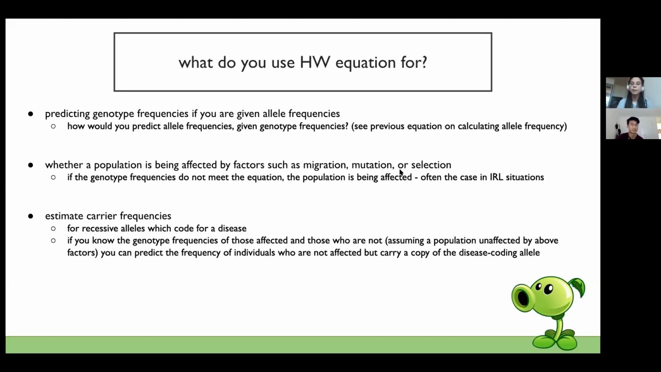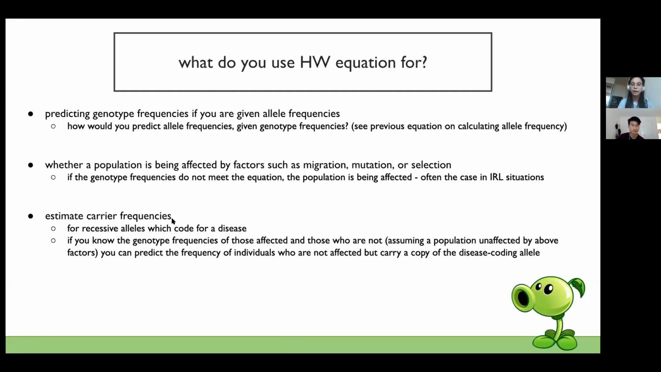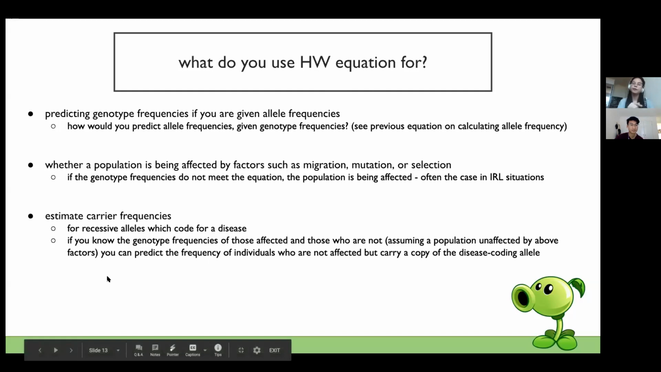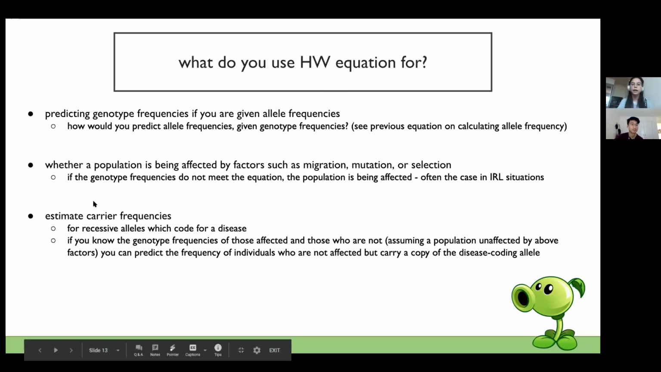But if they don't match up, then obviously there is a factor at work that is affecting the allele frequency or the genotype frequencies. You can also use the equation to estimate the carrier frequency, which is related to calculating the genotype frequency. Carrier frequency is basically when you are a heterozygote and you carry one copy of a recessive disease-causing allele. So you don't have the disease, but you might pass it on to your offspring, who can then inherit the disease. And so you can estimate how many people in the population are actually carriers for this disease.